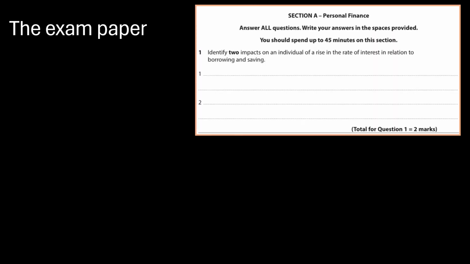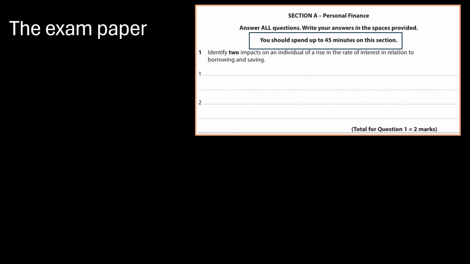Okay, so now let's get started on the exam paper itself. You will open up the exam paper. Here's your first question. It tells you it's section A, and that you should only spend up to 45 minutes on this section. Just to remind you once again, and your question is as follows: Identify two impacts on an individual of the rise in the rate of interest in relation to borrowing and saving.